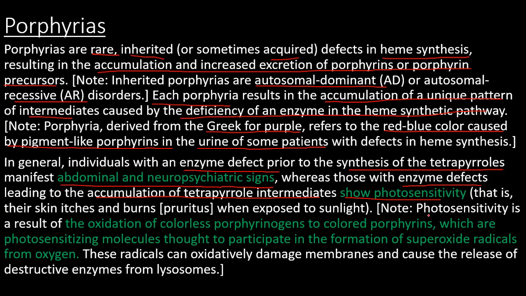Okay. Now, this photosensitivity is due to the oxidation of the colorless porphyrinogens to colored porphyrins, which are usually photosensitizing molecules, and they usually form superoxide radicals. And these radicals cause oxidative damage to the membranes, and they cause release of the lysosomal enzymes, which now will lead to the photosensitivity.